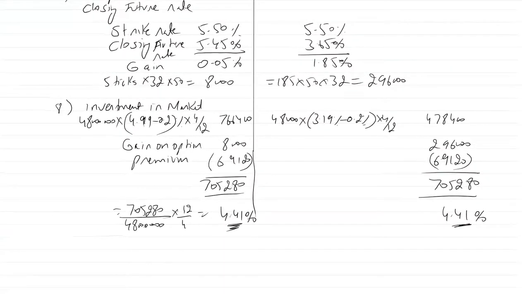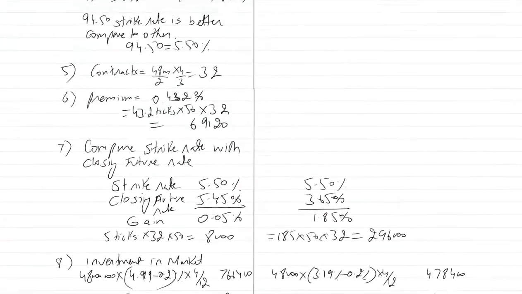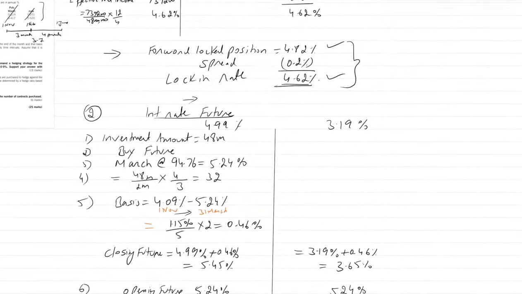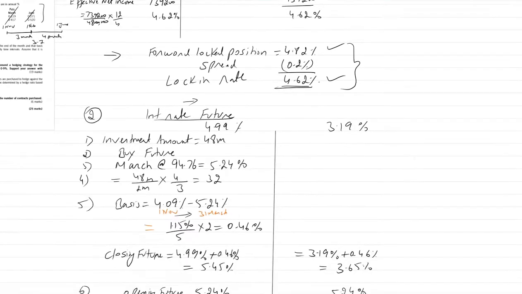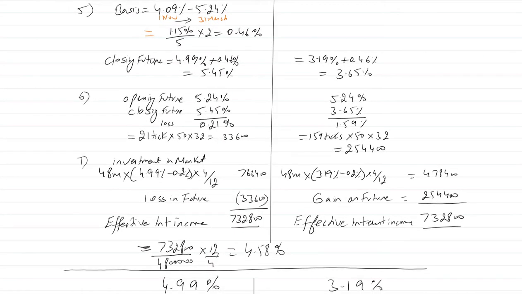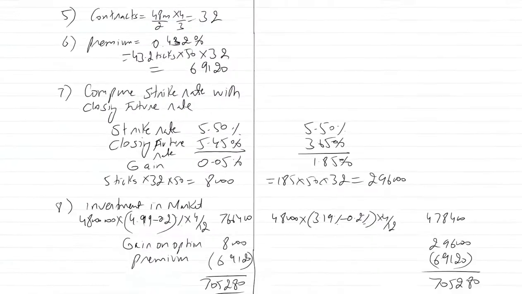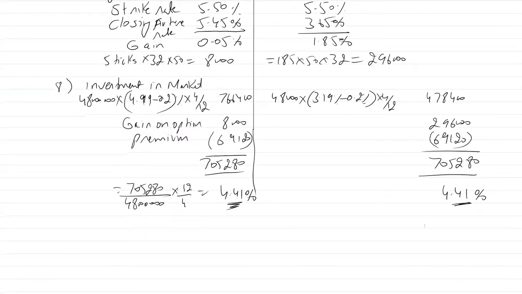Now compare these three derivatives. Let's move to the first one. In FRA, the return was 4.62%. Whether interest rate rises or interest rate falls, your interest income has been locked at 4.62%. In case of interest rate future, your income has been locked at 4.58%, both in case of interest rate rises or interest rate falls. In option contract, currently your minimum income has been locked at 4.41%.